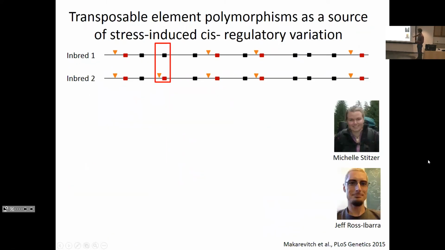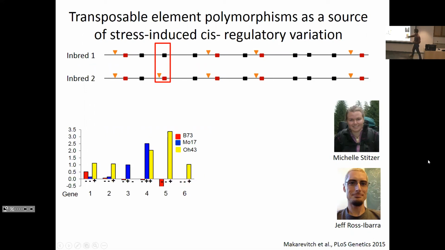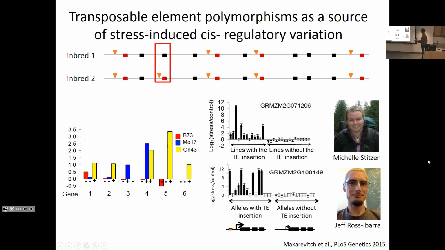With the help of Michelle Stitzer and Jeff Rossabara, what we could show is that if you look at polymorphisms, so the pluses and minuses tell you whether or not the transposon is there. In alleles with the transposon insertion, you get upregulated expression in response to that stress. The alleles without it are not responding. And here's looking at about 25 lines, half of them that have the insertion, half that don't have it. So only when you have this insertion do you gain this response.